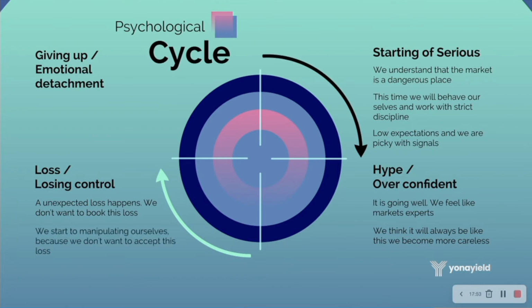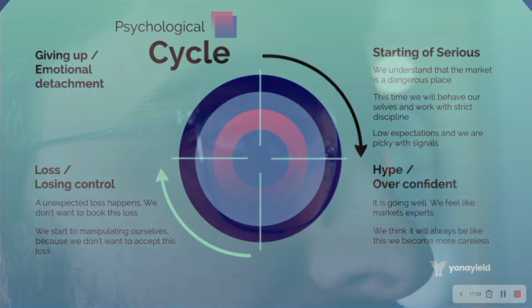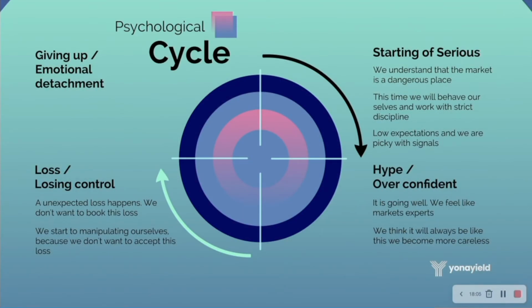So, all right, and then this is the worst part. After this, we don't want to take the loss, and then we start to manipulate ourselves in all kinds of ways, right? This can be over leveraging, this can be SL moving, this can be going into other pairs that are actually correlated. It can be anything, okay? And because of this, we don't want to accept the loss, right? We don't want to accept the loss. We start manipulating, and let's see what happens.